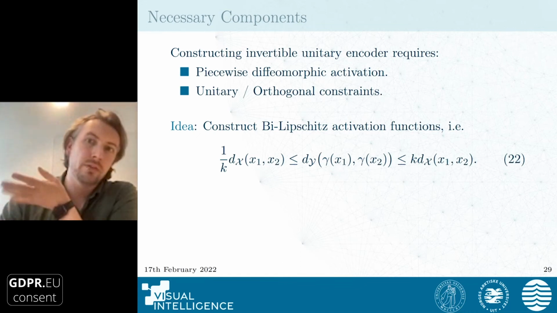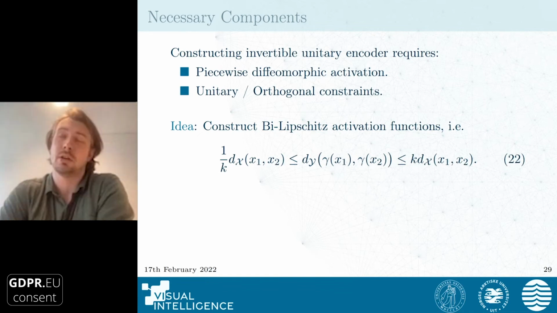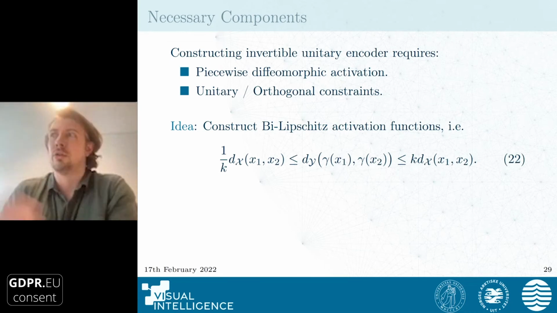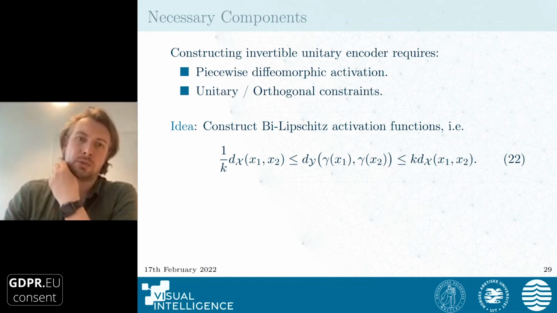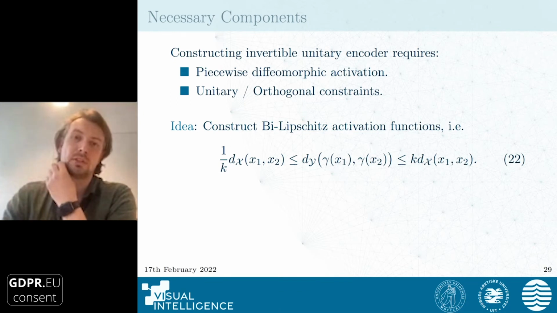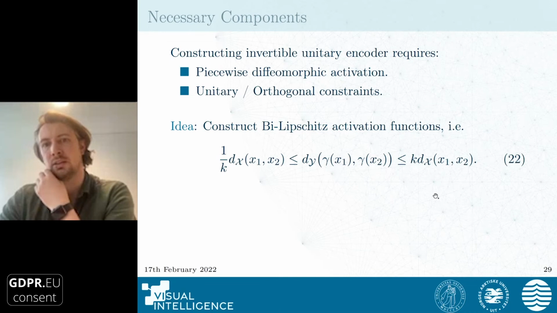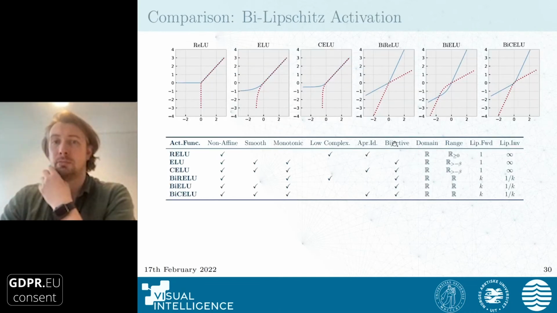Leaky ReLU, for instance, or sigmoid, or the logistic function are both examples of diffeomorphic activation. However, their range is often constrained. So our idea was to construct activation functions which have this bi-Lipschitz property, meaning that we can constrain the Lipschitz constant of each activation. So we use this to construct some variants of ReLU, ELU, and CELU.